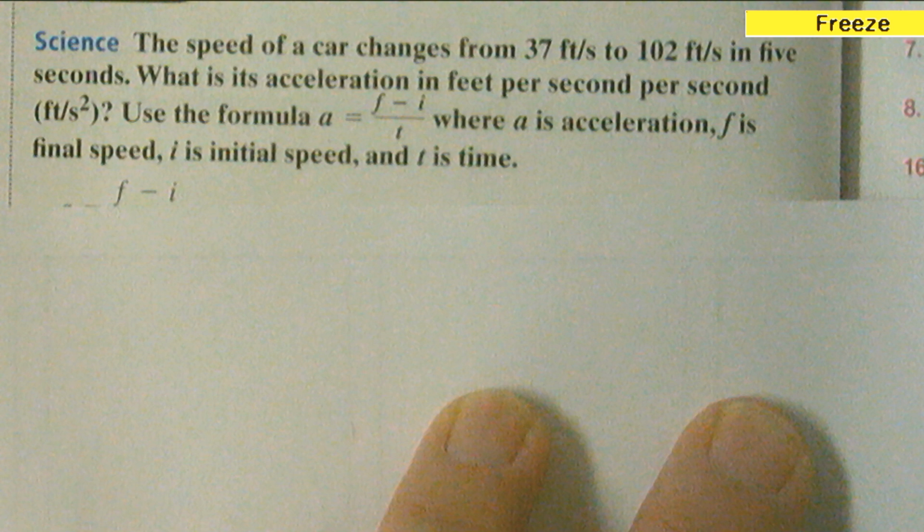Exactly. We're starting at 37, so that's the beginning, which is the same thing as initial, right? And then we're going to 102, which is the end speed, which is the same thing as final. So you should have substituted 102 in for your F, 37 in for your I, right? What else have they told us? Dominic? 5 seconds, yeah. All right, so the speed's in feet per second, the acceleration's feet per second, so our time has to be in seconds. All right, so if you didn't finish that up, do it now.